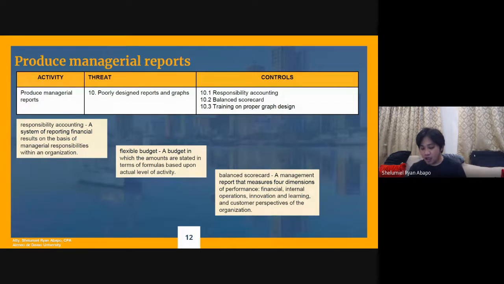So, that's the balanced scorecard. Now, for the training on proper graph design, it is imperative that in order to mitigate the threat of poorly designed reports and graphs, you also have to adhere to two basic, essential principles in the creation of an accurate graph or report.